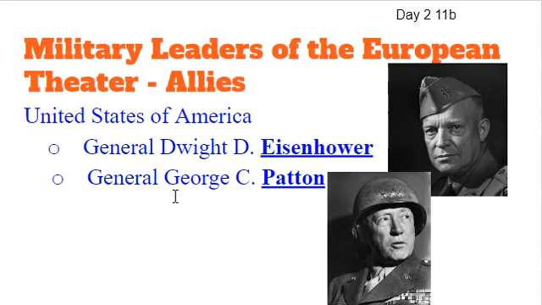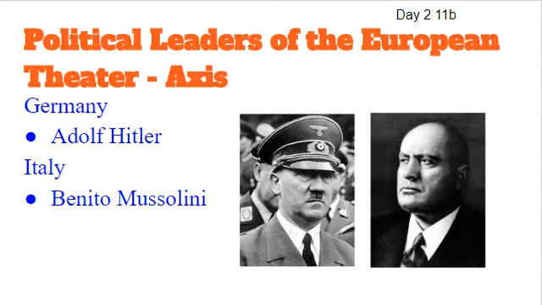Next, we have the military leaders of the European theater from the Allies. And the United States of America had General Dwight D. Eisenhower and General George C. Patton. And the political leaders of the European theater for the Axis powers were Adolf Hitler, who was from Germany, and Benito Mussolini, who was from Italy.